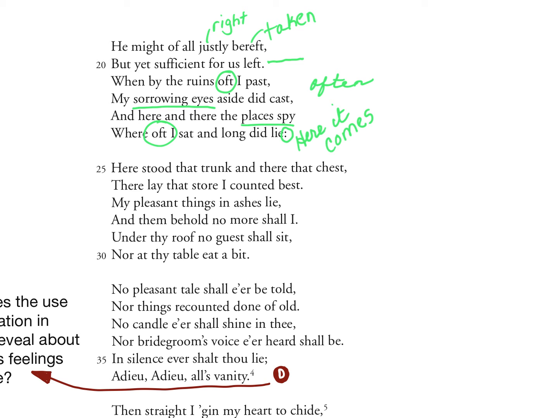She said, here stood that trunk. Over there was where I had my chest. Over there lay the store I counted best. My pleasant things in ashes lie, and then behold, no more shall I. And there's your inverted language. And then I behold them no more.